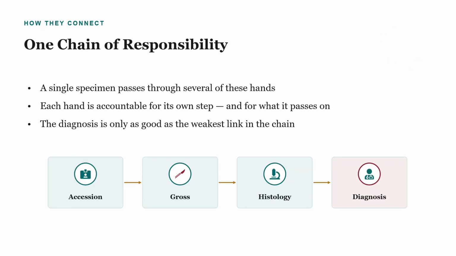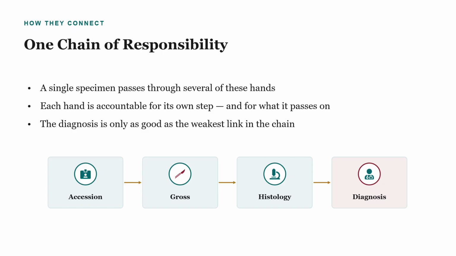Okay, let's put the team back together. A single specimen passes through several of these people on its way to a diagnosis. It's accessioned, it's grossed, it goes through histology, and it's finally diagnosed. And different roles own different parts of that path. Here's the principle that ties it together.